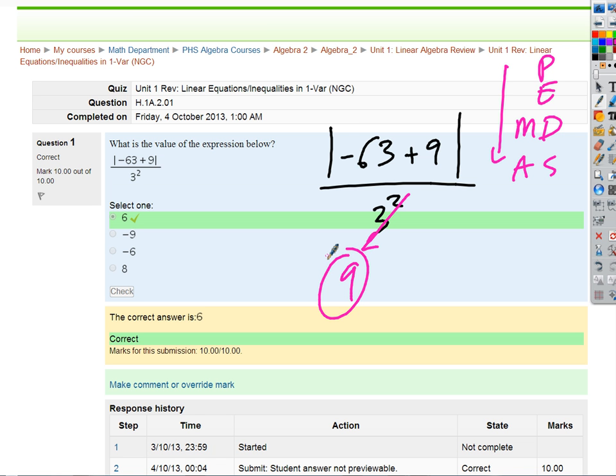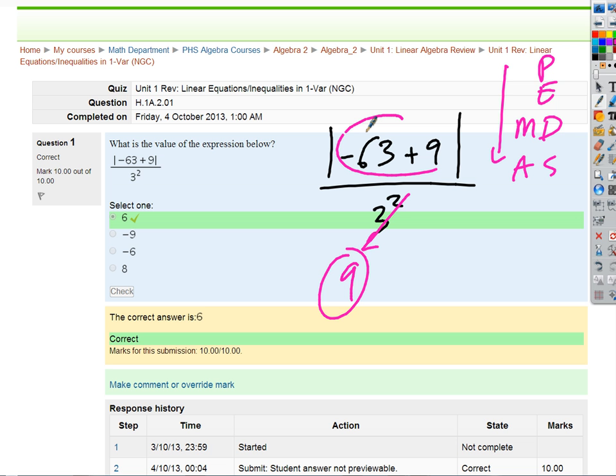So we have to work inside the absolute values first. Negative 63 plus 9 is what? Negative 72. Wait. No. Negative. How do I do that? Real quick, just a quick pre-algebra review. If I'm going to add a negative and a positive, what's the quick little trick we can always do? Who can articulate that for us?